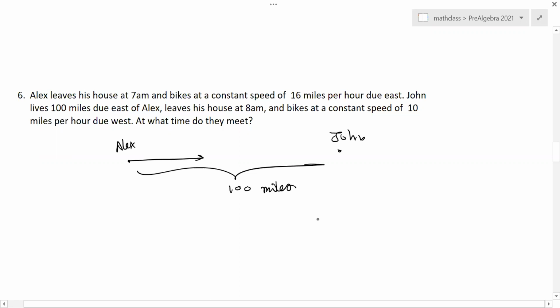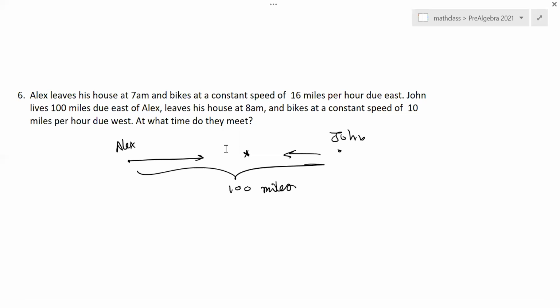So John leaves his house at 8 a.m. and bikes at a constant speed of 10 miles per hour to the west. At what time do they meet? When they meet somewhere here, the total distance they travel is 100 miles, because otherwise they're not going to meet. That's my hint.